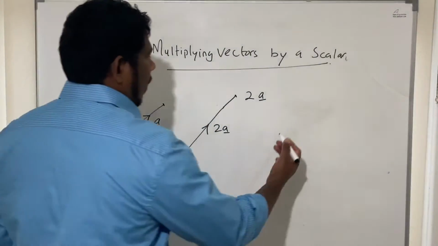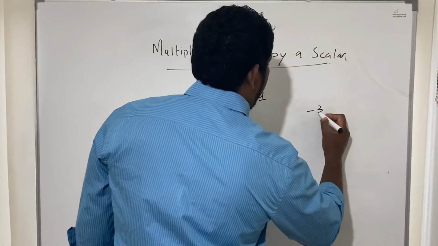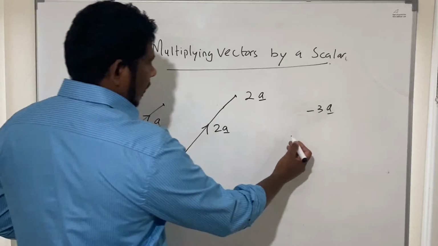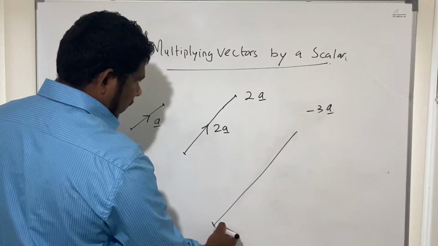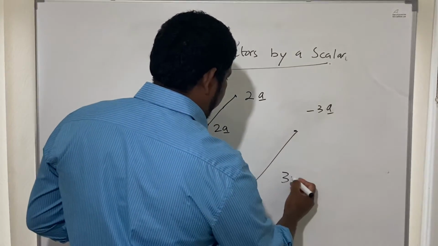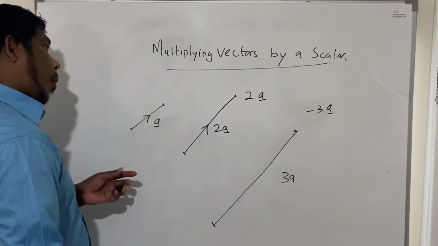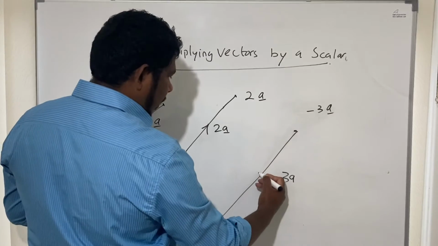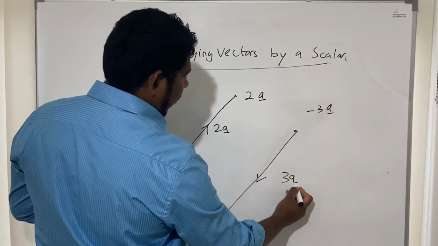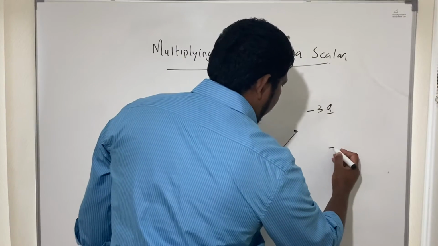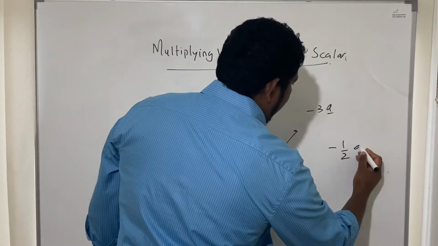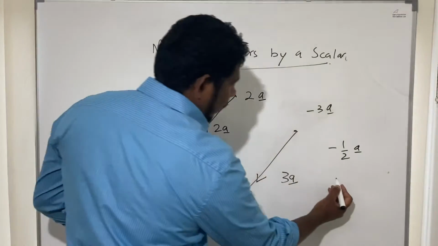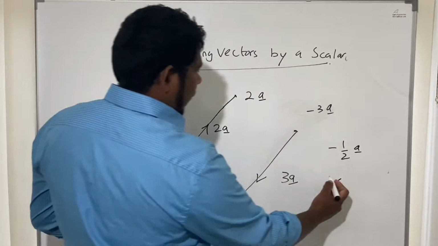Next we're going to find out how the -3A vector will look like. So it's triple the size of this vector, roughly about this, and in the opposite way, because we are multiplying this vector by a negative scalar, so it's going to be this way. Okay, what about -1/2 vector A? So it's half of this size, and the opposite way.